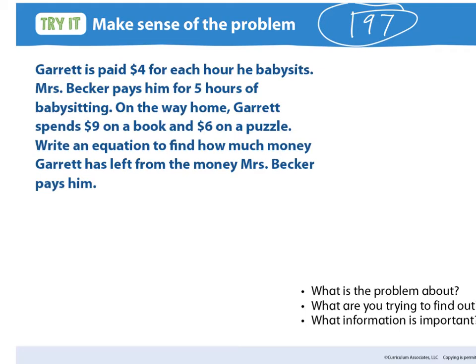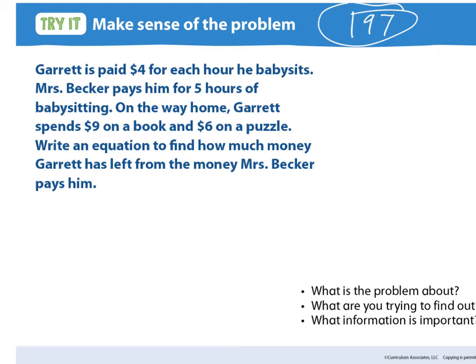Garrett's a nice kid. He's out there babysitting kids. Garrett's paid $4 for each hour he babysits. What a nice guy this Garrett is. Mrs. Becker pays him for 5 hours of babysitting. On his way home, Garrett spends $9 on a book and $6 on a puzzle. Write an equation to find how much money Garrett has left from the money Mrs. Becker pays him.